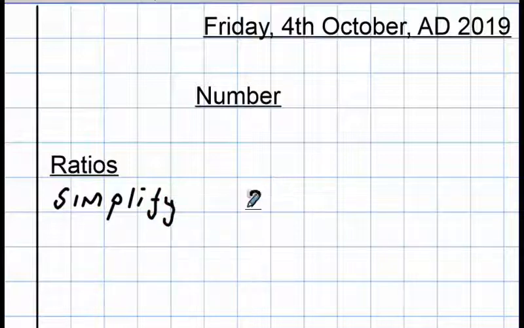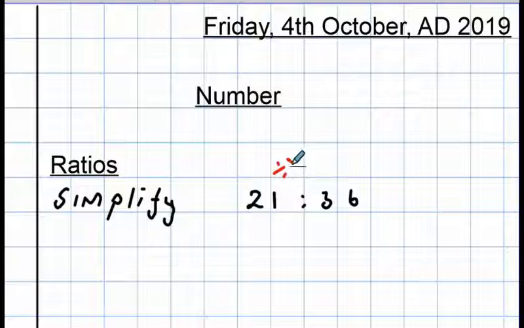Look at this ratio here, 21 to 36. Okay, the numbers are large, which makes it more complex. What we've got to do is to identify, is there a common factor? There is a common factor in this instance. The common factor of 21 and 36 is 3. So the first thing I do, wherever possible, is simplify them, make the numbers smaller.